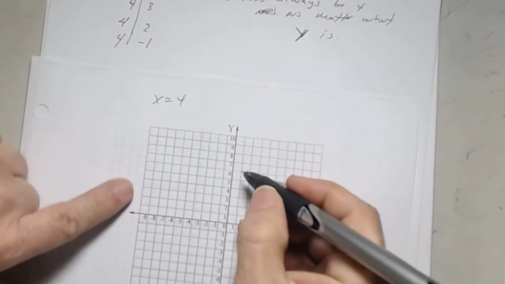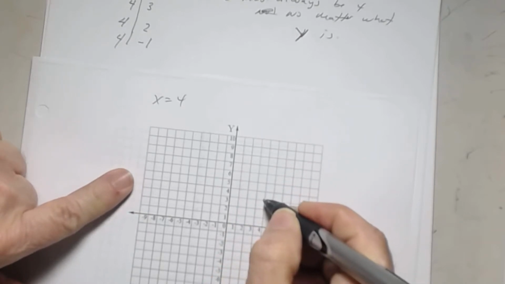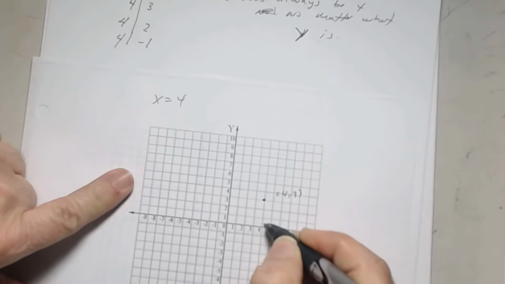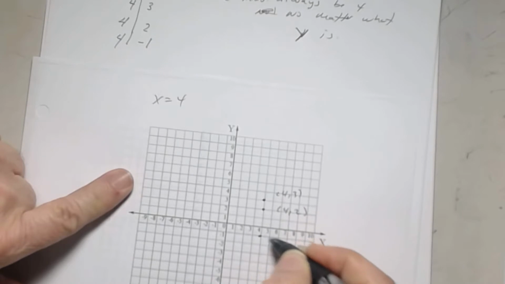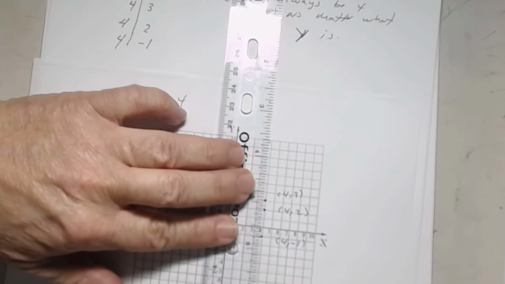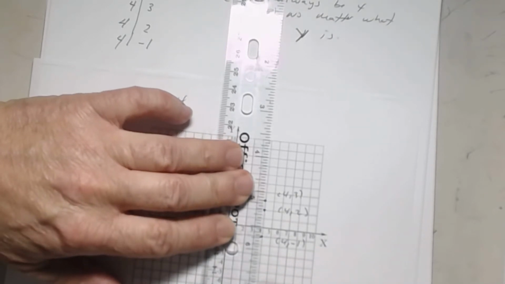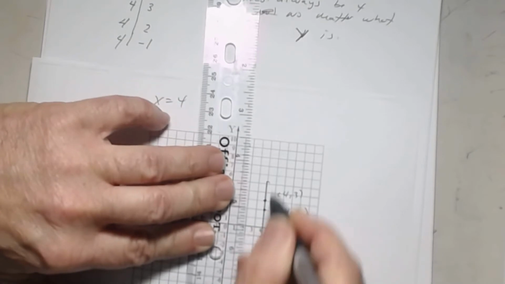So when you graph this, 4, 3, 4, 2, and then 4, negative 1. And then use a straight edge, like you draw your arrows. And that's it. Okay? All right. So in terms of those two worksheets, you should now have enough information to do part A and part B. Okay? Any questions before we go on?